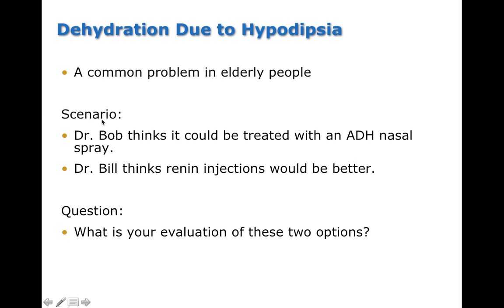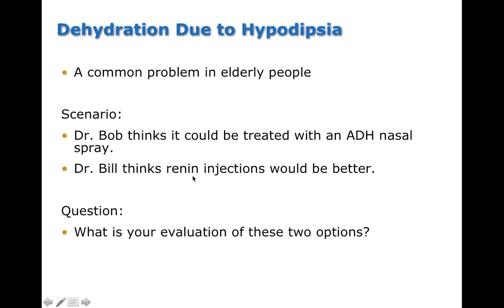So the scenario here says, well, imagine if you have an elderly patient. One doctor, Dr. Bob, thinks it could be treated with an ADH nasal spray. Another doctor, Dr. Bill, thinks renin injections would be better. And so this question here says, what's your evaluation of these two options? Which one will be better for somebody who's not drinking enough water is the question here. So ADH versus renin, right?